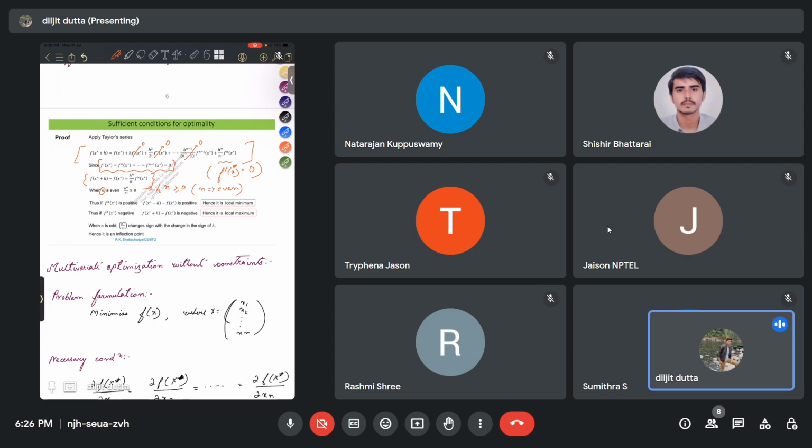So if this is greater than 0, then f to the power n of x star will depend on the sign of f of x star plus h minus f of x star. If f of x star plus h minus f of x star is positive, it is called a local minima, and if it is negative, it is called a local maximum. This is when n is even.